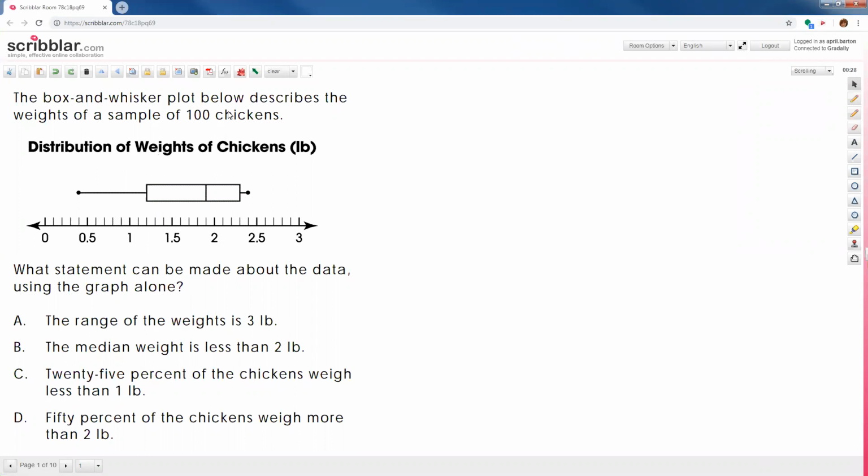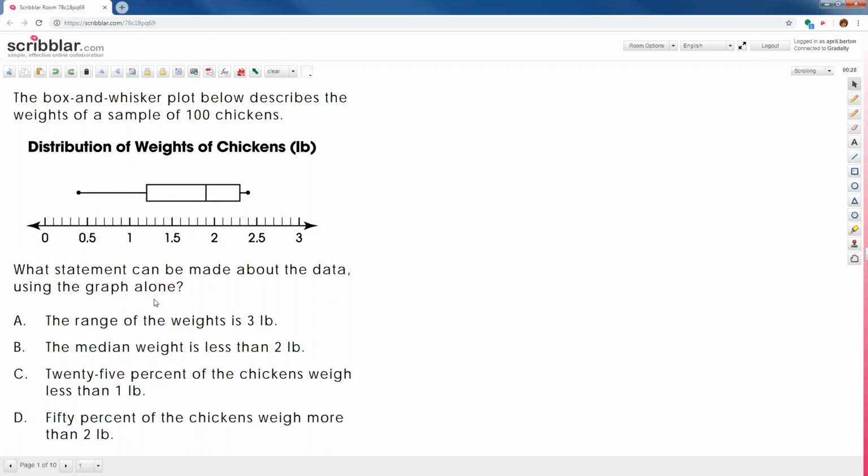The box and whisker plot below describes the weights of a sample of 100 chickens. So when you make a box and whisker plot, they collect a lot of data. If it's about the weights, they would have literally weighed 100 chickens, gotten every chicken's weight, and then they make this box and whisker plot from that information.